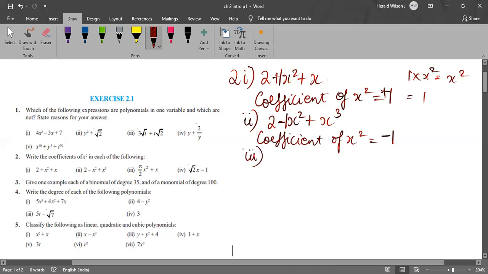Third question is pi by 2 x squared plus x. Now, what is the coefficient of x squared here?